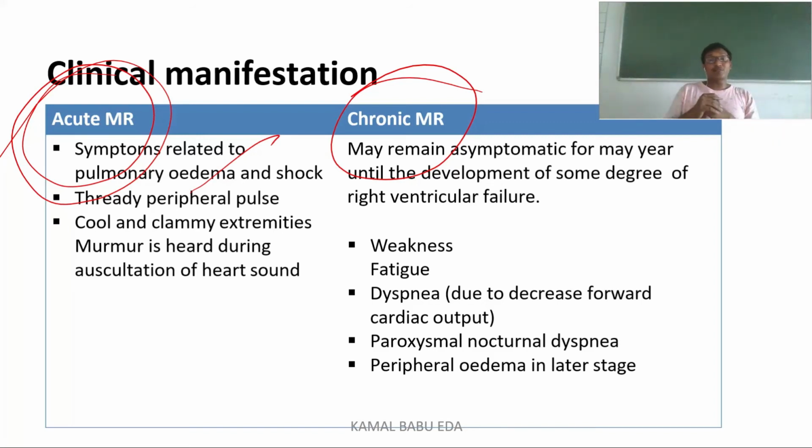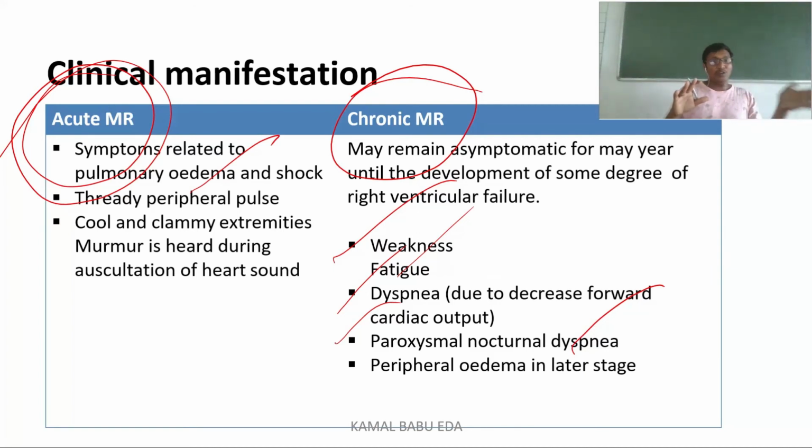What type of symptoms can you find? Weakness, fatigue, and dyspnea, mainly due to the decreased forward cardiac output. You can see PND, nothing but paroxysmal nocturnal dyspnea, meaning during the night time the patient experiences a lot of difficulty in breathing, and also peripheral edema in the later stage. Peripheral means all the extremities, limbs, everything will get edema. So these are the clinical manifestations of mitral valve regurgitation.